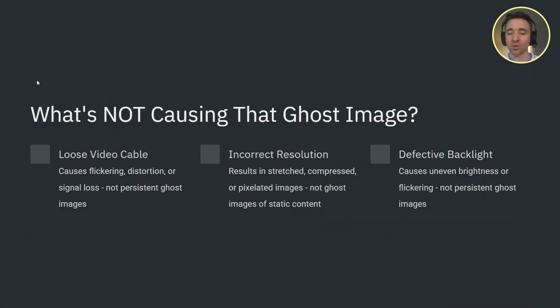Now, what was not causing that? What about the other options? We had a loose video cable. That generally is going to cause flickering, distortion, or signal loss, depending on the cable. HDMI cables, if it's loose, you'll see a lot of flickering. VGA, you'll start to see some color distortion there, and it'll get a little bit blurry as well.